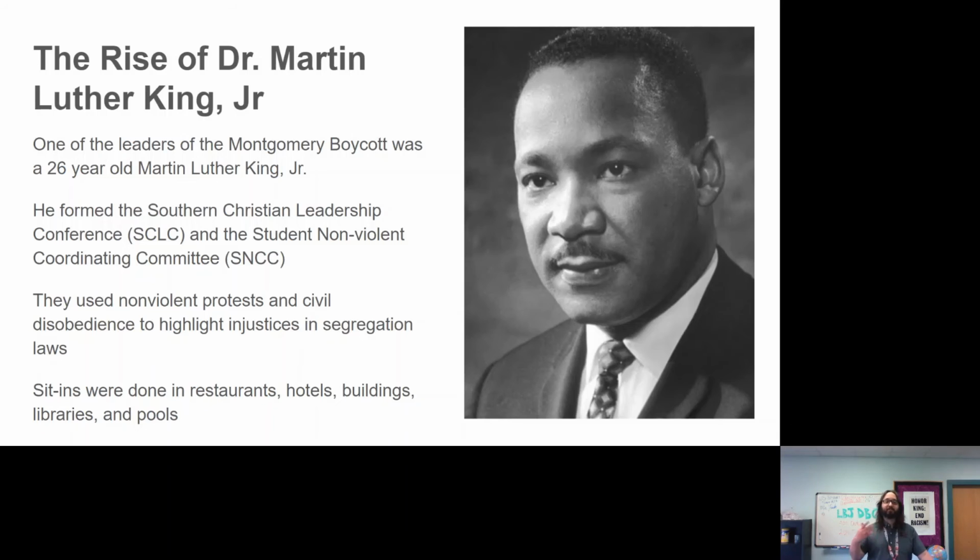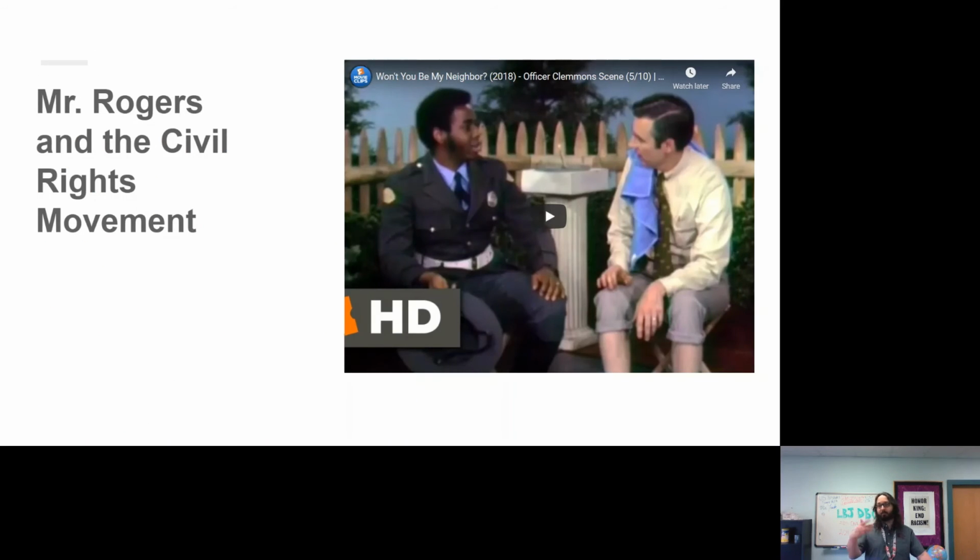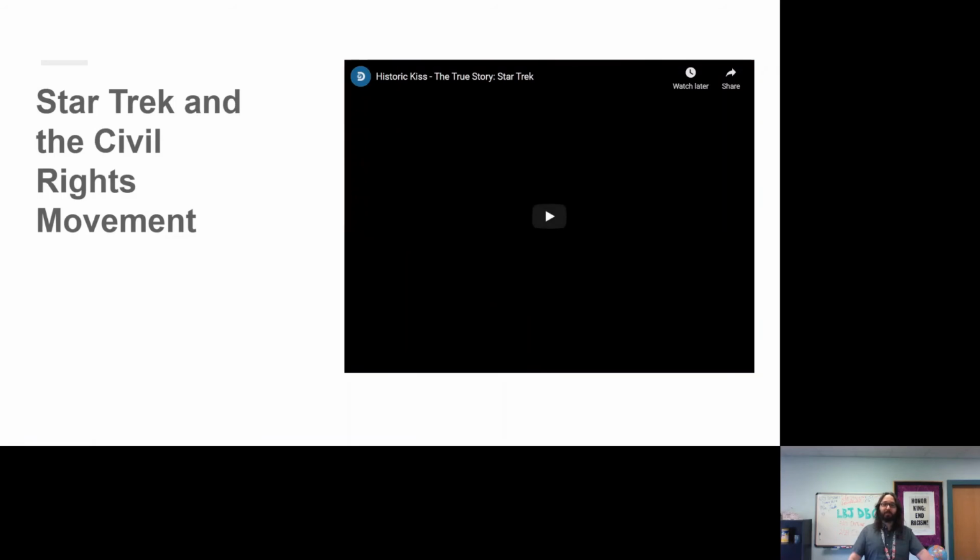So we talked about some sit-ins at restaurants, but they also did hotels, buildings, libraries, and pools. We'll see something about pools. I don't know about showing a YouTube video on a YouTube video, but there's a link in your notes to this. We'll take a look at it in class. But Mr. Rogers invites the black police officer of Mr. Rogers' neighborhood to come and put their feet in a pool together. Very political. Very political. On purpose. Way to go, Mr. Rogers.